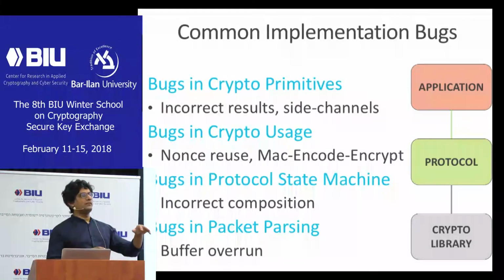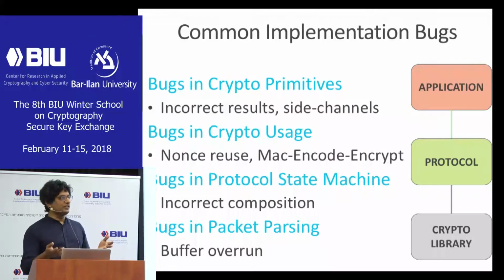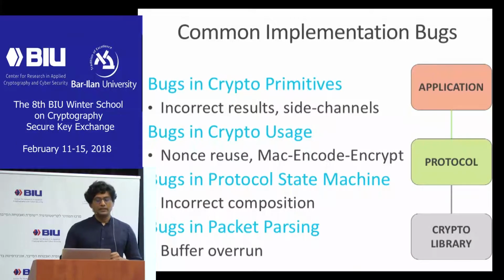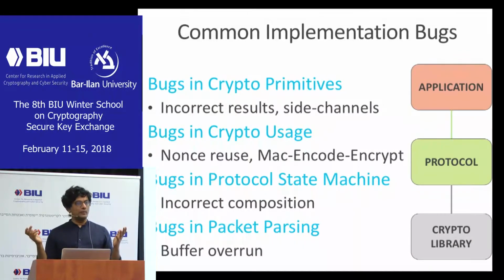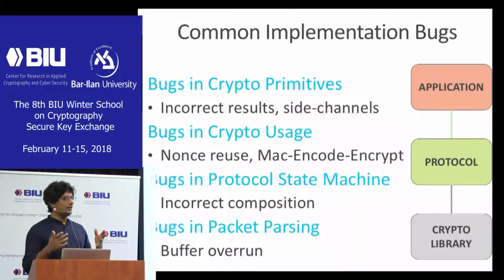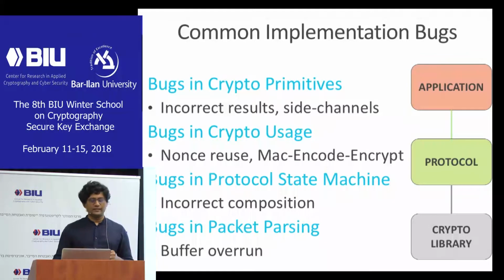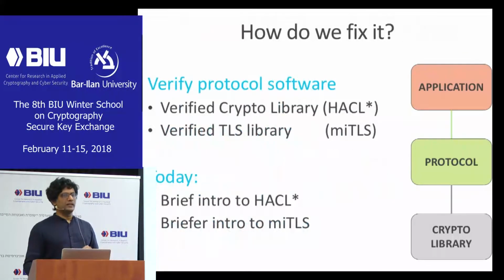Another class which is probably even more popular or widespread is bugs in crypto usage. So the crypto primitive itself is fine, but it requires some preconditions on how it's used correctly. And if you use it incorrectly by reusing nonces, for example, then things go bad. We already saw bugs in protocol state machines. And there are tons of bugs in packet parsing, certificate parsing, and these kinds of things, which are boring parts of the code from a crypto viewpoint, but in fact often are the bigger kinds of bugs that people find in these kinds of applications. But for the most part, let's ignore that.